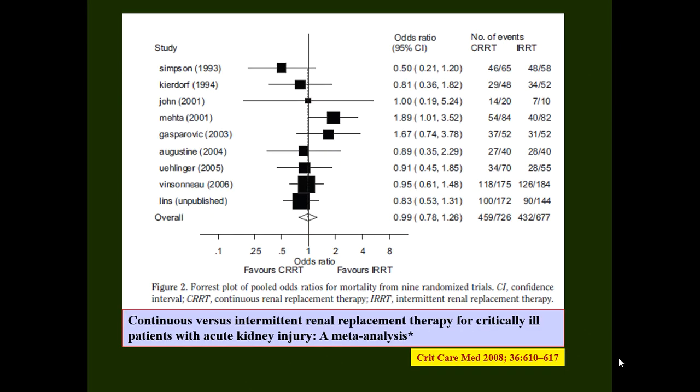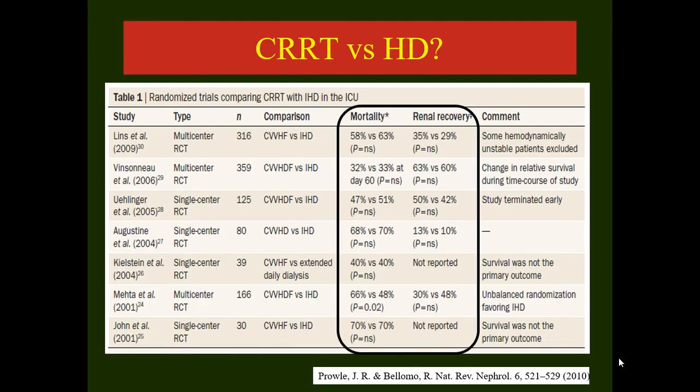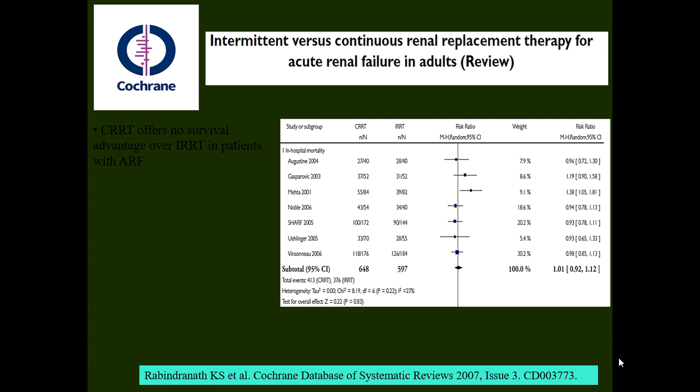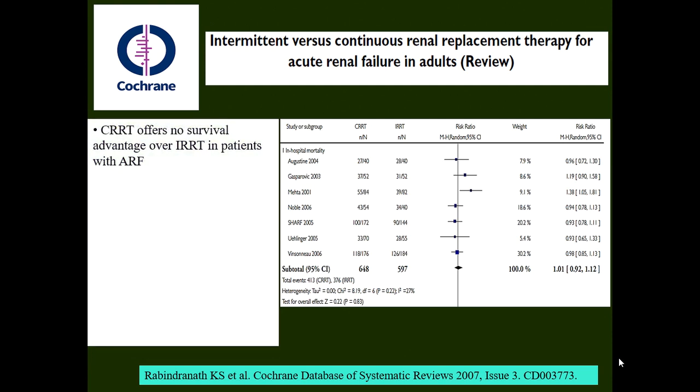So when they have compared continuous versus intermittent renal replacement therapy, they have not found any difference. If you look at this forest plot, absolutely no difference. If you look at the mortality difference, again, not different, except for one only study by Ravindra Mehta. And this Cochrane review, intermittent versus continuous renal replacement therapy for acute renal failure, no difference here also. So CRRT offers no survival advantage over intermittent renal replacement therapy in patients with AKI.